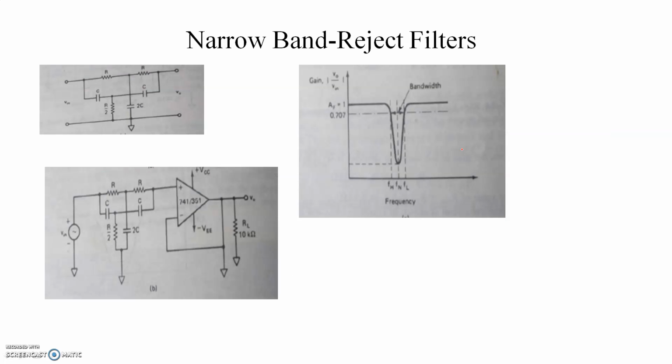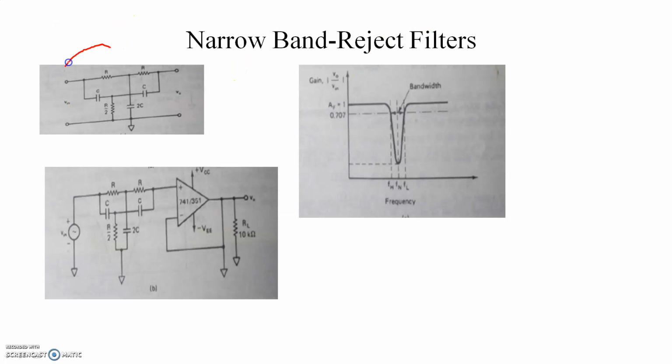Next, we are going to discuss narrow band reject filters. The narrow band reject filter is often called the notch filter, and it is commonly used for the rejection of a single frequency, such as the 60 Hz power line frequency hum. The most commonly used narrow band reject filter is the twin T network, and it is shown in this figure.